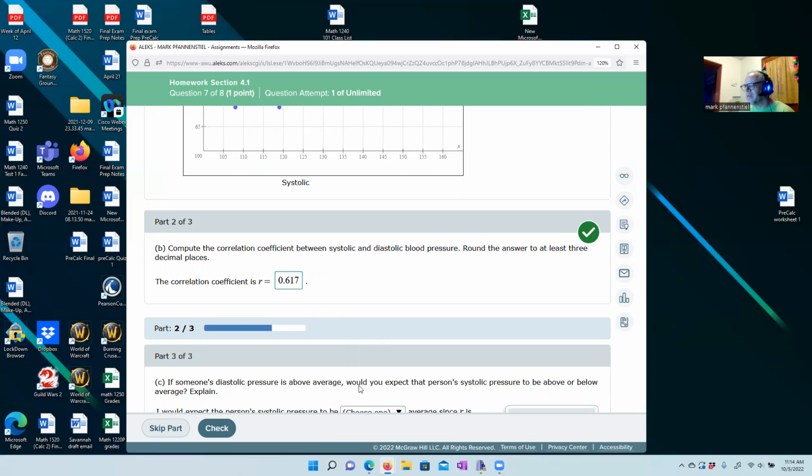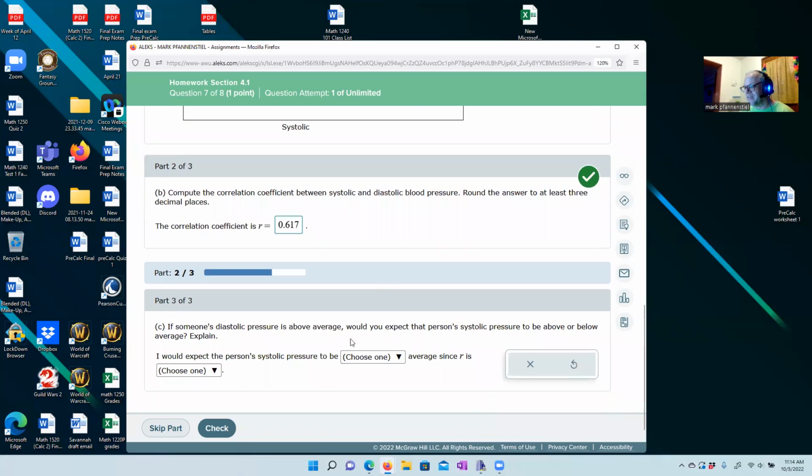If somebody's diastolic pressure was above average, would you expect systolic pressure to be above average? Yeah, it would, because we have a positive correlation. If you're taking blood pressures regularly, you'll notice that when you have a bad day and one goes up, the other one's probably up too. That does not surprise me at all. It would be expected to be above average because the correlation coefficient is positive. When one goes up, the other one goes up.